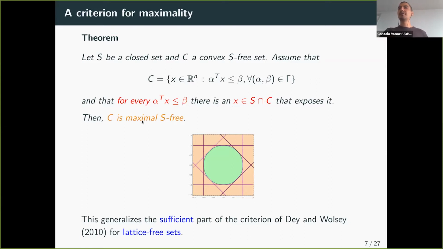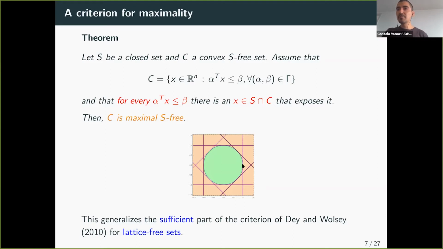Then you have that C, you can prove that then C is going to be maximal S-free. So let's go back to the example of the ball. In the ball now I drew a bunch of valid linear inequalities. And now think of S as the complement, as the orange part, okay? So how can I certify that C is maximal S-free with respect to this orange region? I can look at each one of these valid linear inequalities.